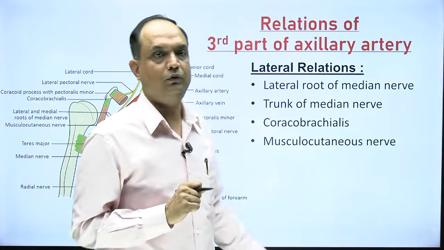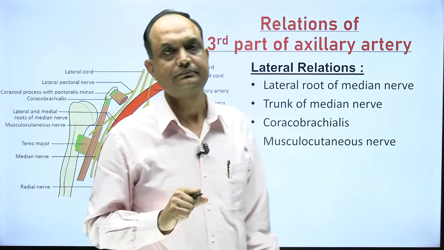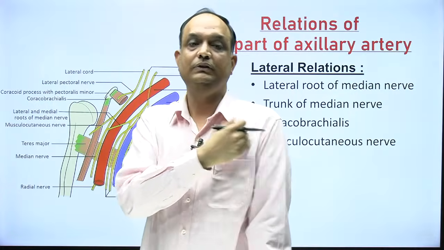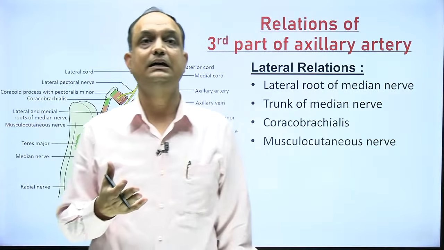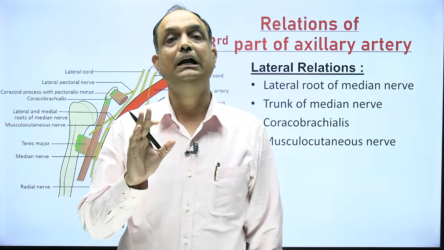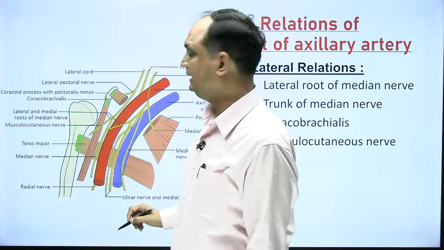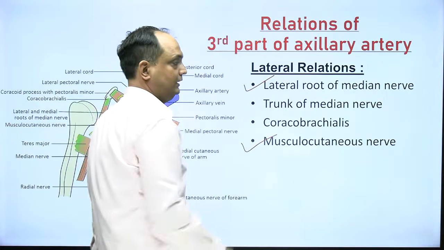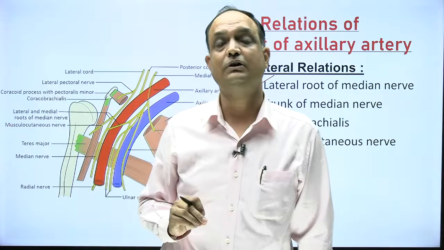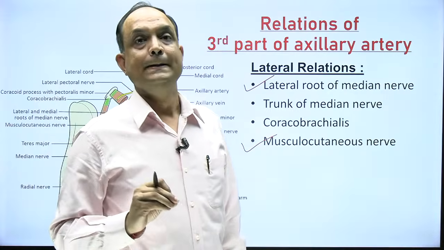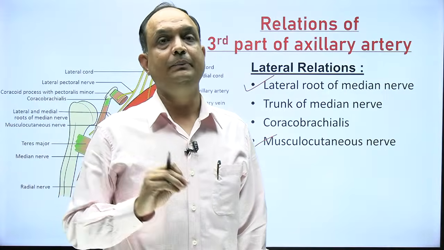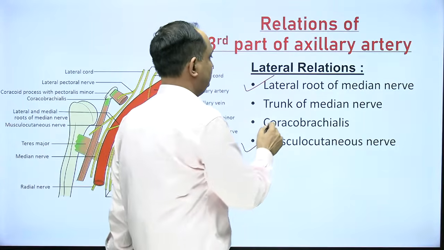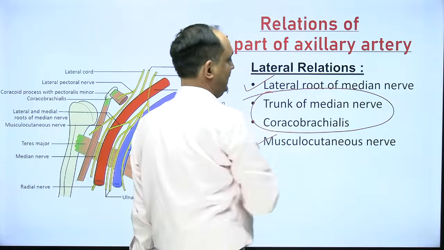Now what are the lateral relations of the third part? Lateral relation means the branches of the lateral cord. So lateral cord branches are musculocutaneous and lateral root of median nerve. So these are the two important things which you will find: the lateral root of median nerve and the musculocutaneous nerve, which are the two major branches of the lateral cord. Lateral pectoral nerve is not seen here because lateral pectoral nerve has a higher origin. Then you will have the trunk of the median nerve and coracobrachialis.